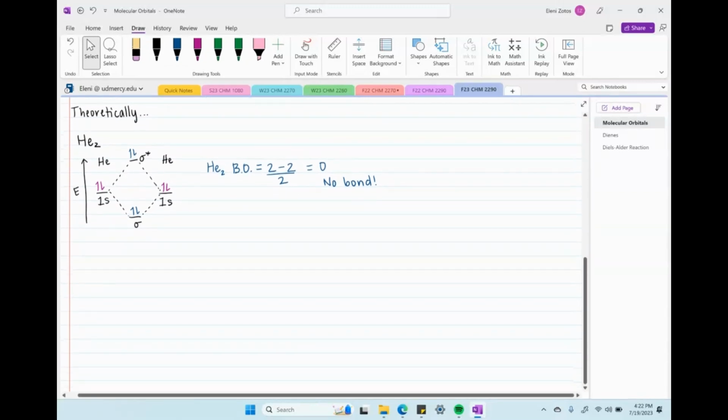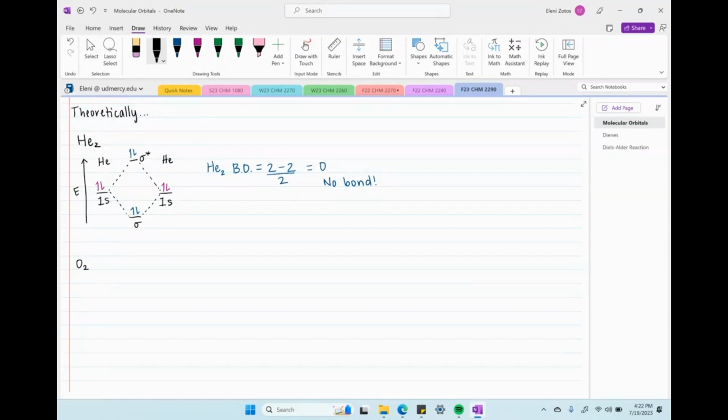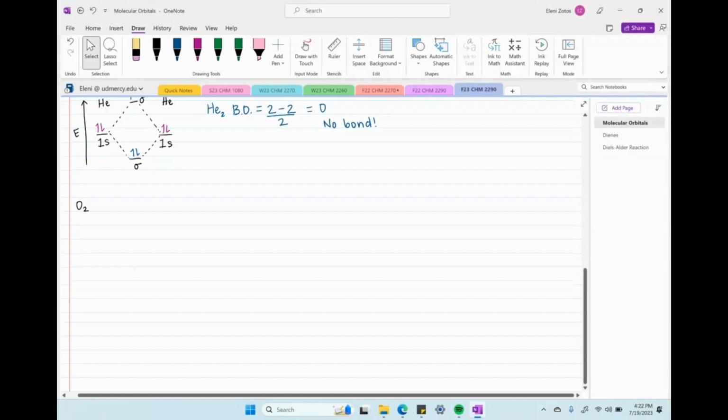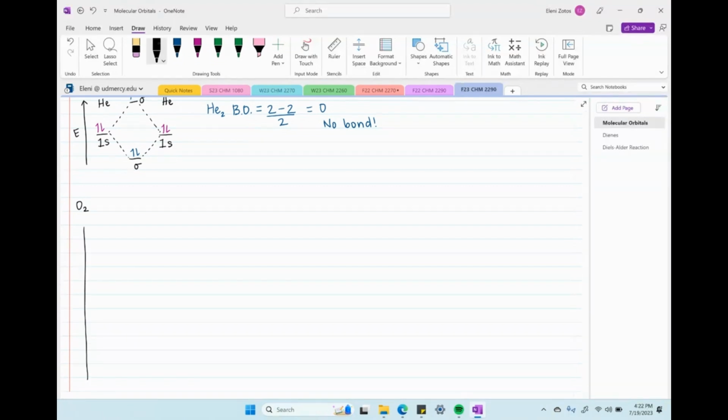Now let's do another example that is just slightly more complicated. So we'll look at the O2 molecular orbital diagram. This gets more complicated because oxygen is in the second row. It has both the 2s and the 2p shells as valence electron shells. So our molecular orbital diagram will be a bit larger.